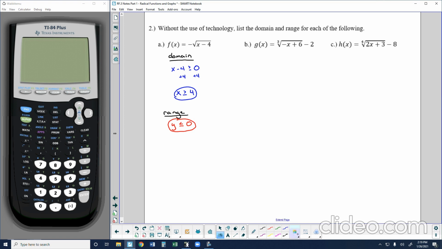For the domain, we can set the radicand greater than or equal to 0. Now this is going to work with functions with an even powered index. So if we check this, we can type in that function.